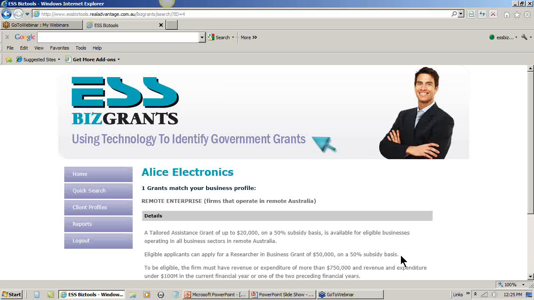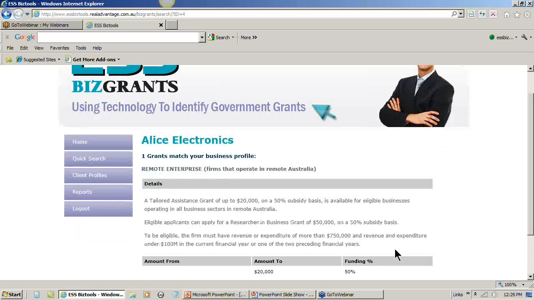Now this business would be eligible for an Enterprise Connect remote location grant of up to $20,000 on a 50% basis for a range of work to do with business planning, market research, risk management strategies, reorganising their factory, a whole range of activities they could have been eligible for. It's interesting to note that their turnover could have been as low as $750,000 because they were located in Alice Springs. They would have been eligible for this grant.